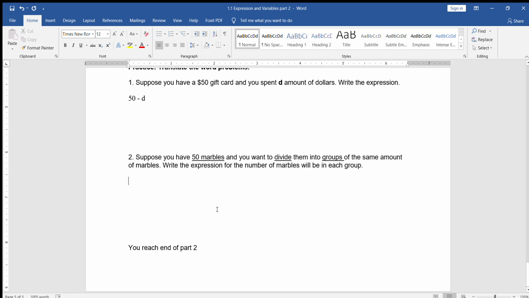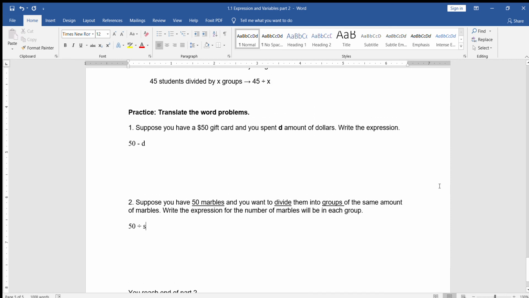It's going to be 50 divided by x. In this case, I chose x as the variable, but you can choose any variable you want. Q, W, S, it doesn't matter, since the variable that we need to use is not specified. But in 1, it's specified that we want to use D, so we use D. In 2, it's not specified, so whatever variable letter you choose is correct. And that's it for this topic.